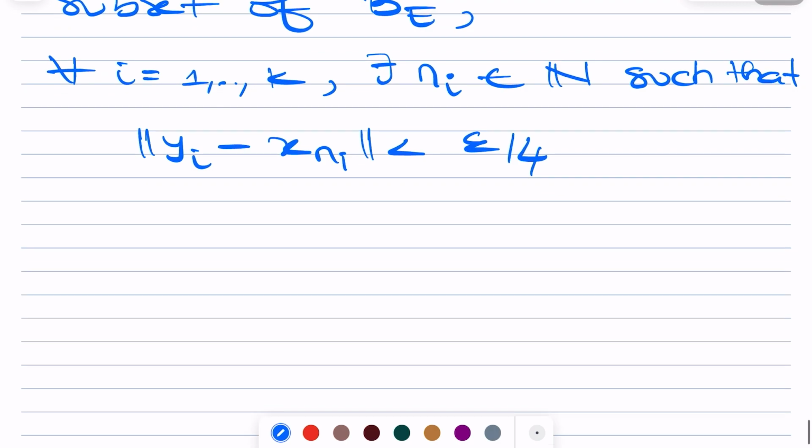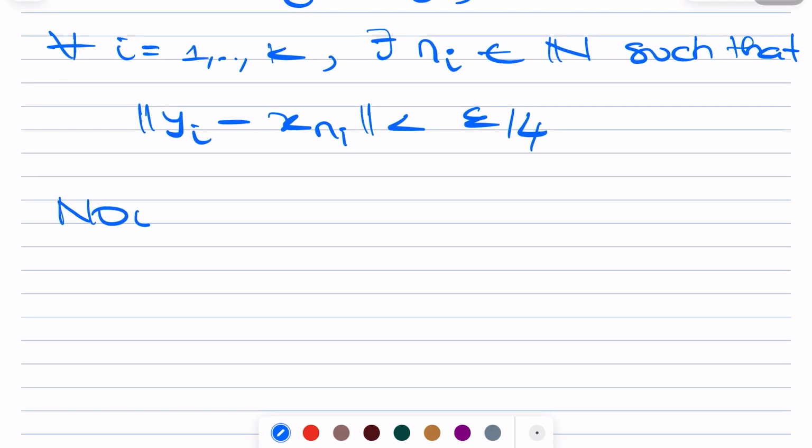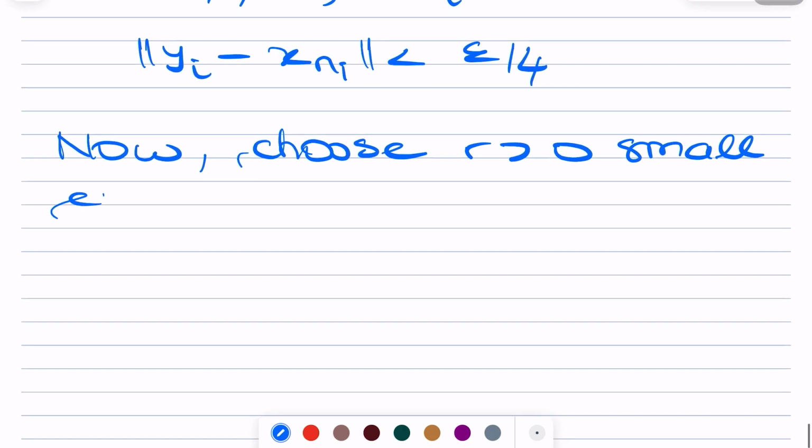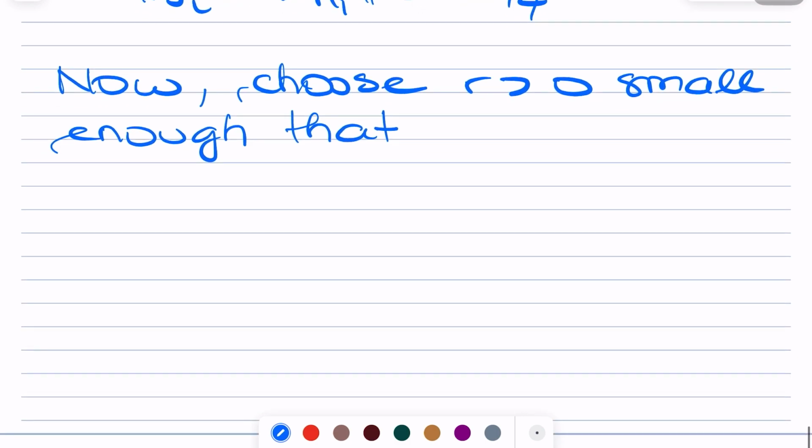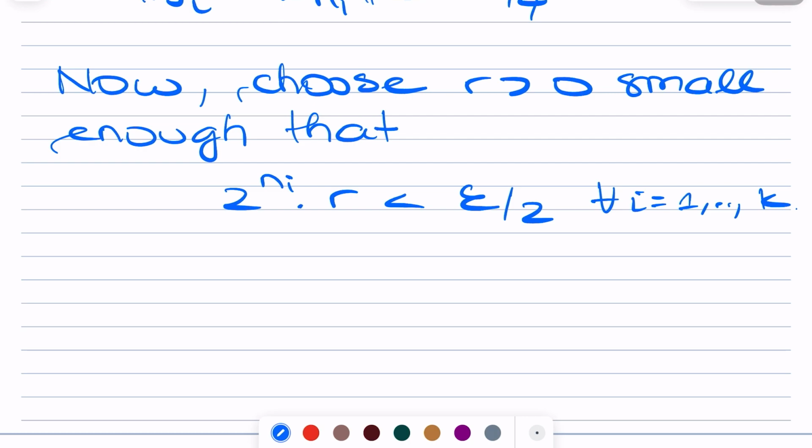So now choose R positive, small enough that 2 to the power ni times R is strictly less than epsilon over 2 for every i moving from 1 up to k. Okay, if you don't understand where this comes from, there's no problem. You can even forget about this statement here.